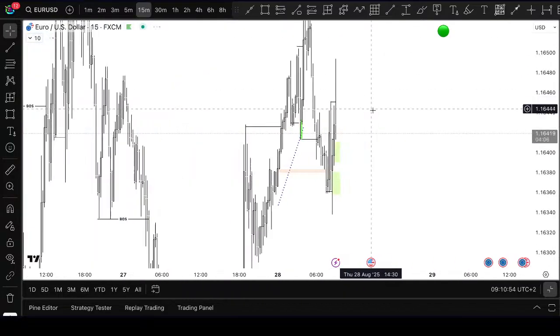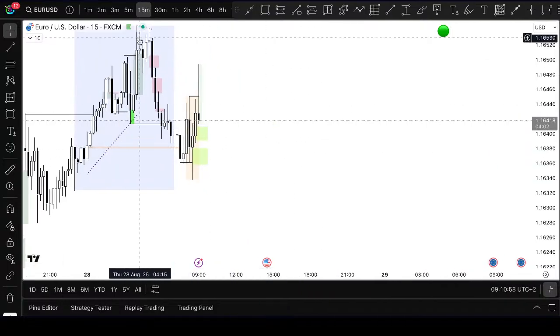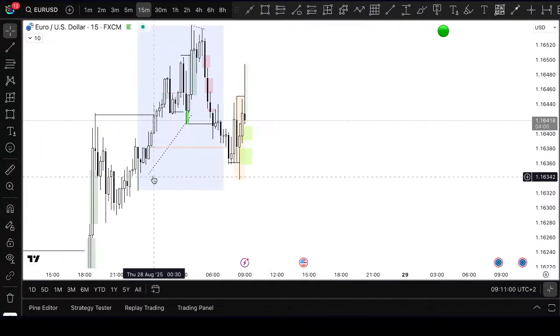Okay, so in 50 minutes we have the bullish structure. All this liquidity point has been taken out.